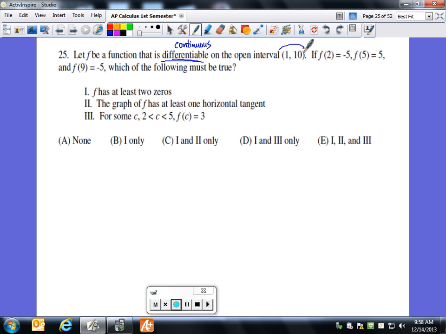Alright, so we're looking at the open interval from 1 to 10. So if I looked at this like a graph, we're looking at 1 all the way to 10. It is differentiable. Therefore, it's continuous, and we can take slopes everywhere on this interval. Okay, so I'm going to go ahead and look at the other pieces.